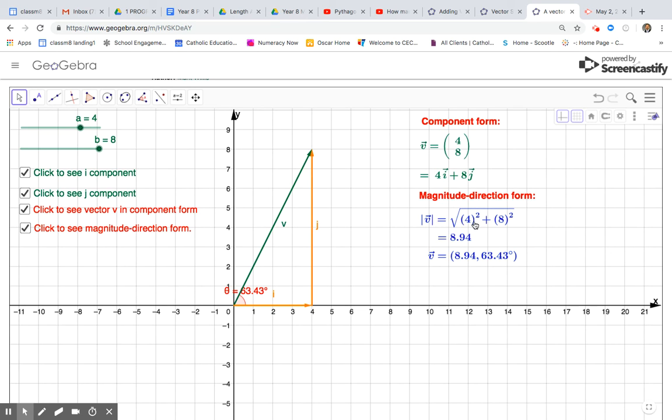The magnitude is the square root of 4 squared plus 8 squared. And how did we get that 63 degrees, where this is in degrees? It's just going to be the arctan, or tan to minus 1, of 8 over 4.